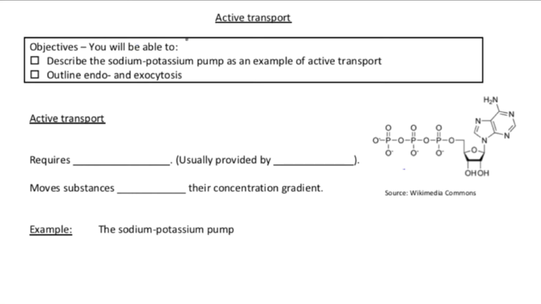This lesson's about active transport, and here are your objectives. Now first, recall that active transport, as we described in a previous lesson, is transport across a membrane that requires energy input. It doesn't go on its own. And that energy input in cells is usually provided by adenosine triphosphate, abbreviated as ATP.